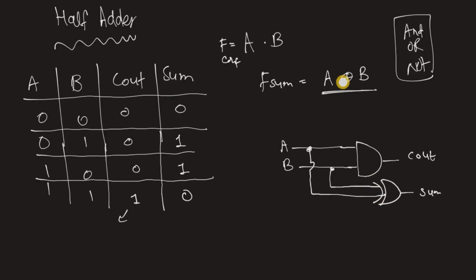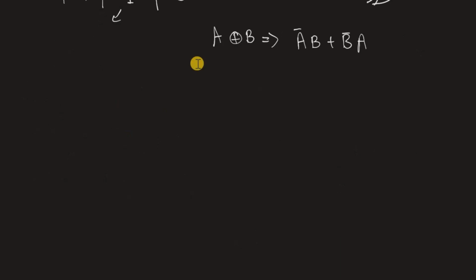For this, you have to know that A exclusive OR B is equal to A NOT B or B NOT A, right? A exclusive OR, what does it mean? It means you can have either A or you can have B, but you cannot have both of them. This is what it basically means. So once you have this, it's pretty easy to draw it. Let me show you over here.